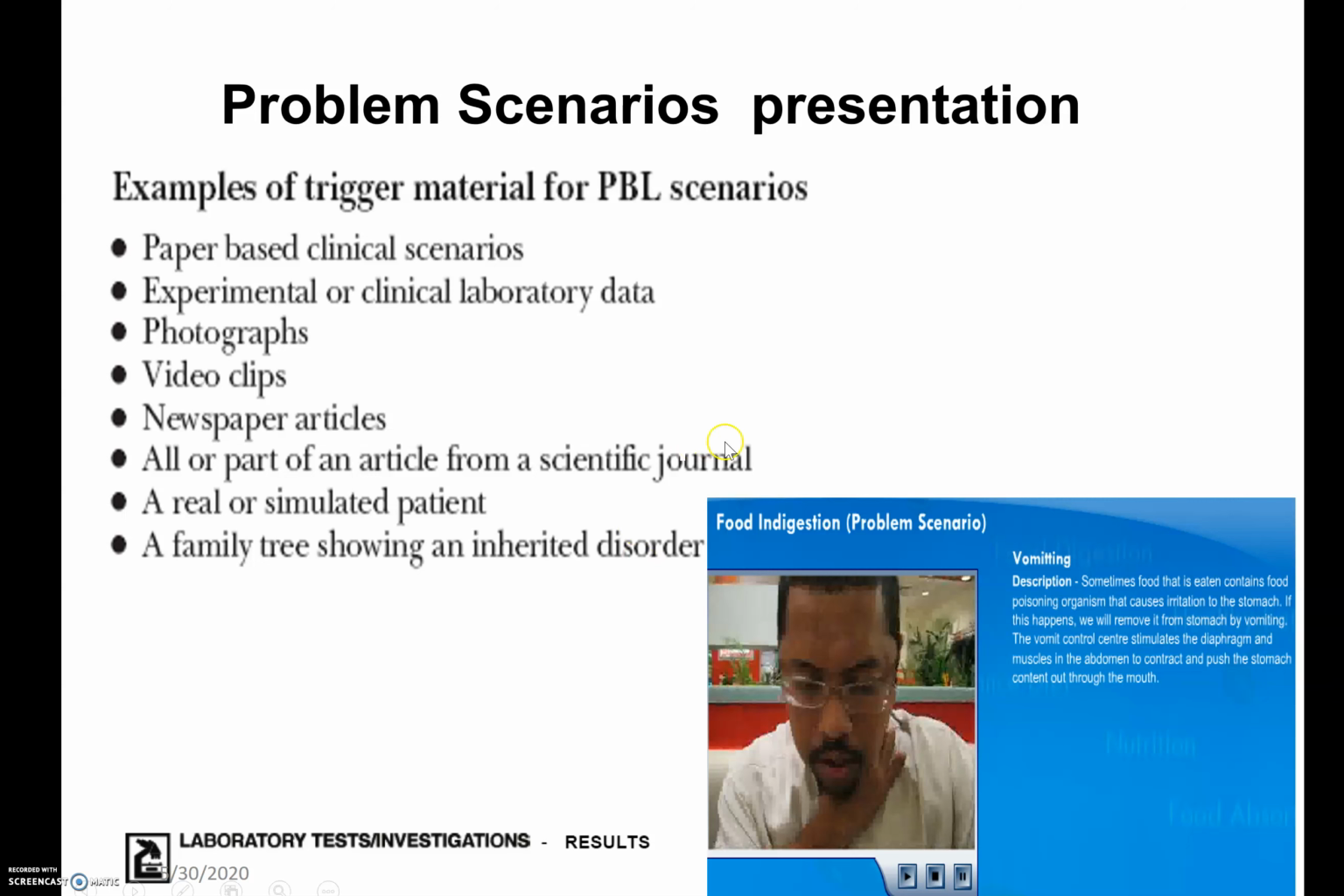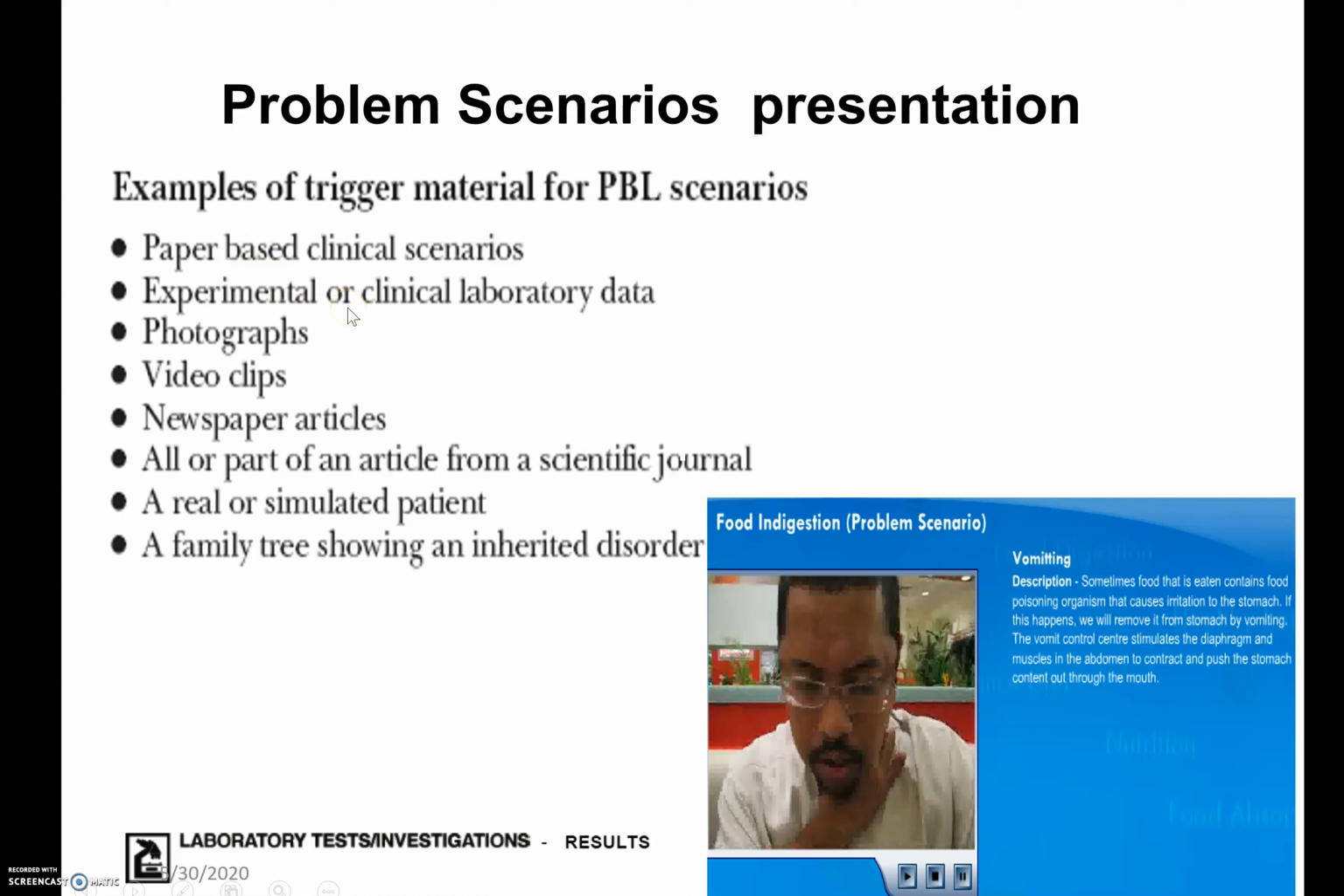If you can see from this slide, there are some examples of problem scenarios. Normally you need to design a problem scenario in such a way, like a story, so that students will feel they have the responsibility to solve the problem. Students need to understand why we give them the problem. For example, maybe we give them a paper base.